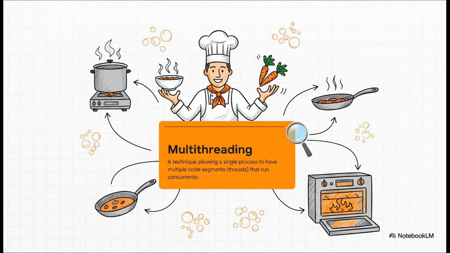Now for our second contender, multithreading. So instead of hiring a new chef, this is like training our original chef to become a master juggler. They learn how to chop vegetables while the soup is simmering, and then check on the roast in the oven while the sauce is reducing. All these little tasks, or threads, are happening within the same process. It's still just our one super efficient chef working in their one kitchen.